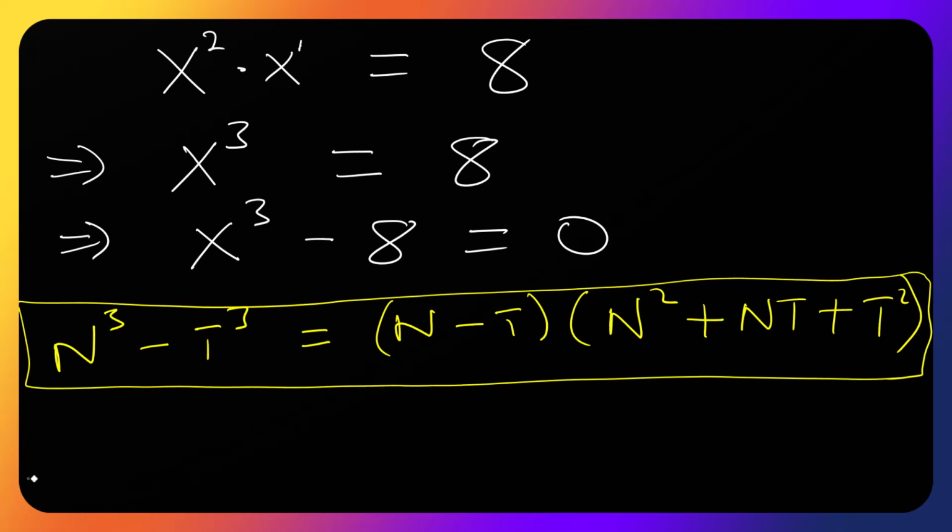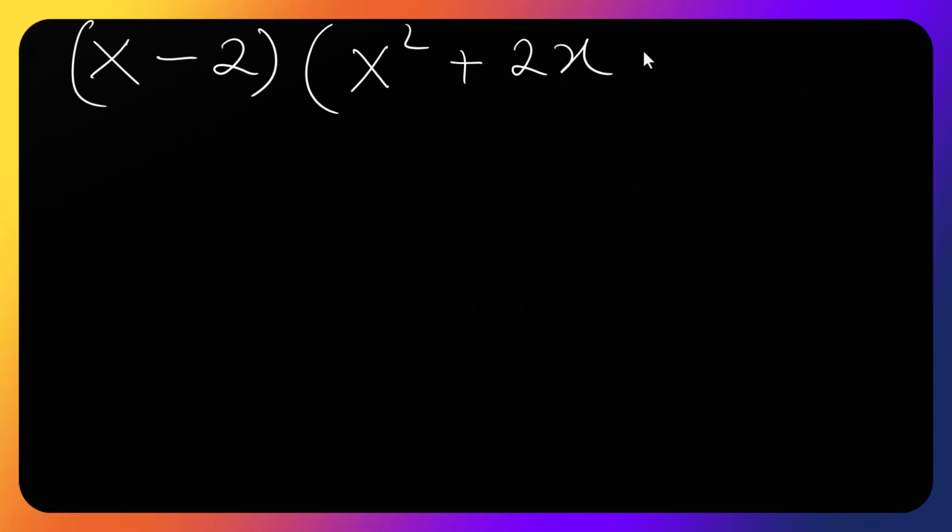Knowing this, we can apply it here because 8 can be written as 2 to the power 3. So we have x cubed minus 2 to the power 3 equals 0. With this, we can write it in that form. That will be x minus 2, then x squared plus the product of x and 2, 2x, plus 2 squared, that is 4, equals 0.